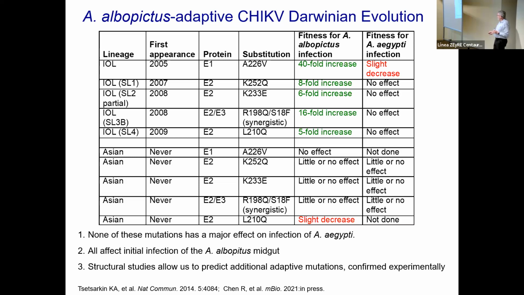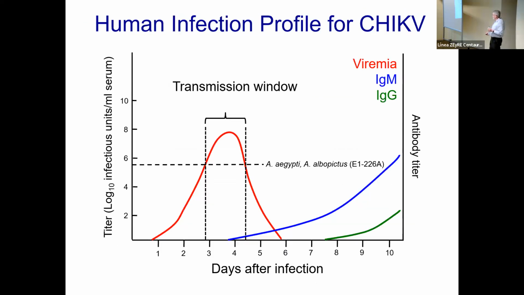So this suggested there was strong epistasis going on that was affecting these mutations. And once again, little or no effect in Aedes aegypti. So that was quite interesting, but not the end of the story. We really wanted to understand the details of this epistasis, and I'll show you in a moment how we went about that. But overall, the effect that all of these mutations have is on transmission based on human viremia, shown in the red curve here.